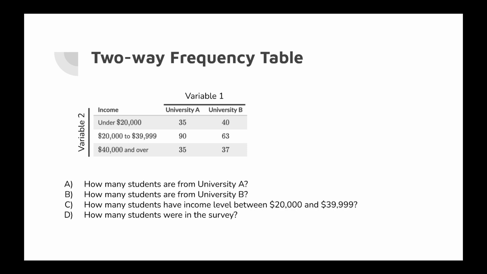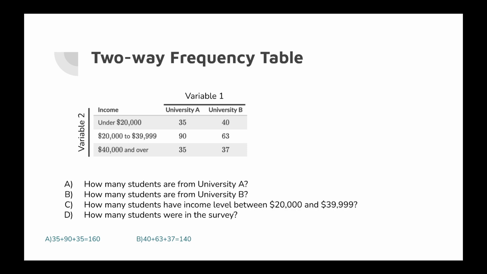Okay, so the answer for question A, how many students are from University A, should be the sum of the number of students with all income levels from University A. Thus, the solution should be 35 plus 90 plus 35, which is 160. With a similar method, the answer for question B, how many students are from University B, should be 40 plus 63 plus 37, which is 140.